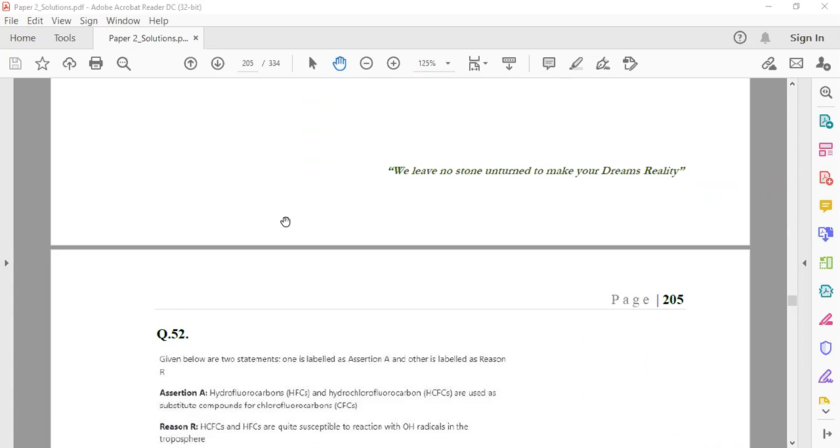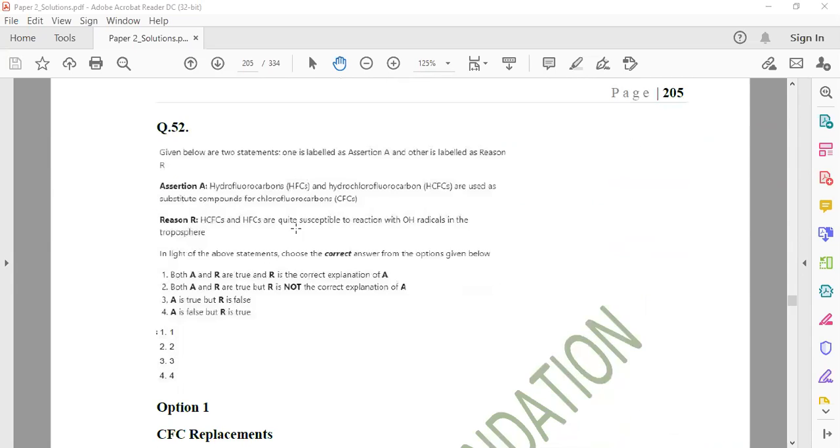Now let's move to question number 52. Question number 52 we are moving. Very good question again from chlorofluorocarbons. Right. Chlorofluorocarbon again, very good question. So let's see about question number 52. So this is question number 52 in front of our screen.